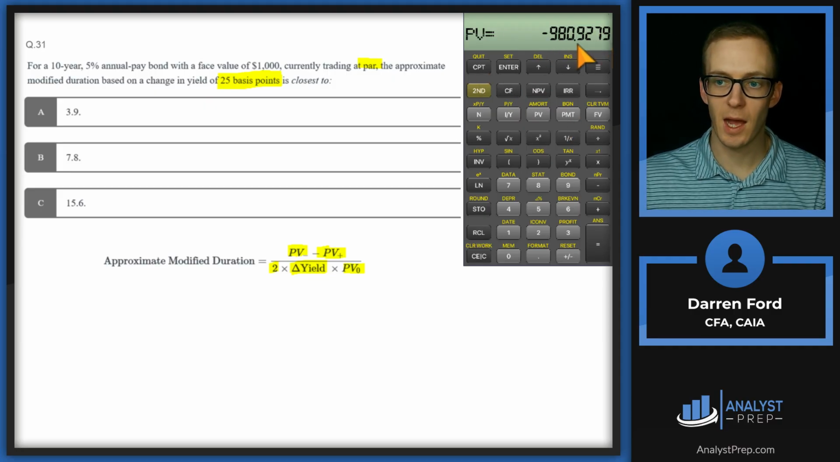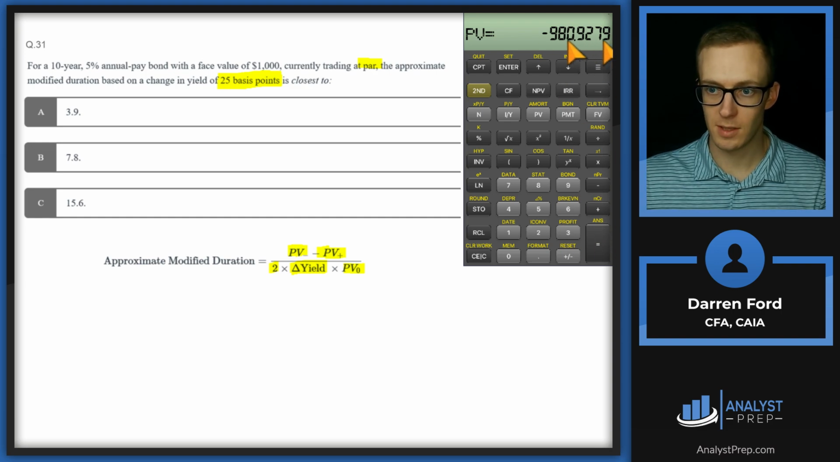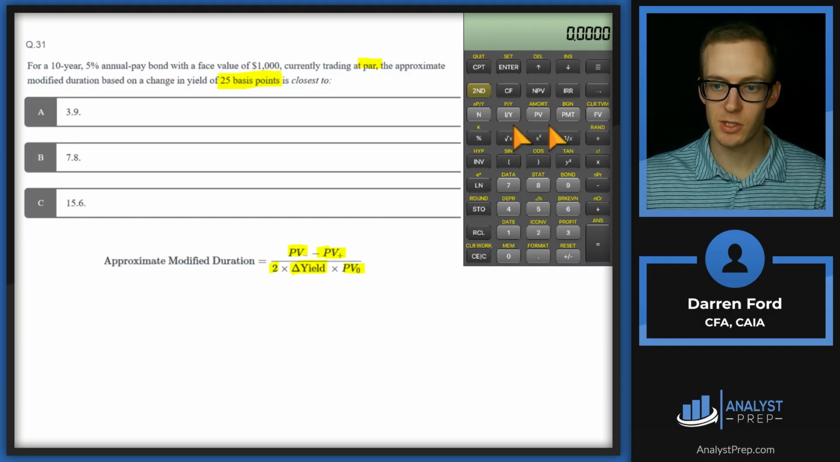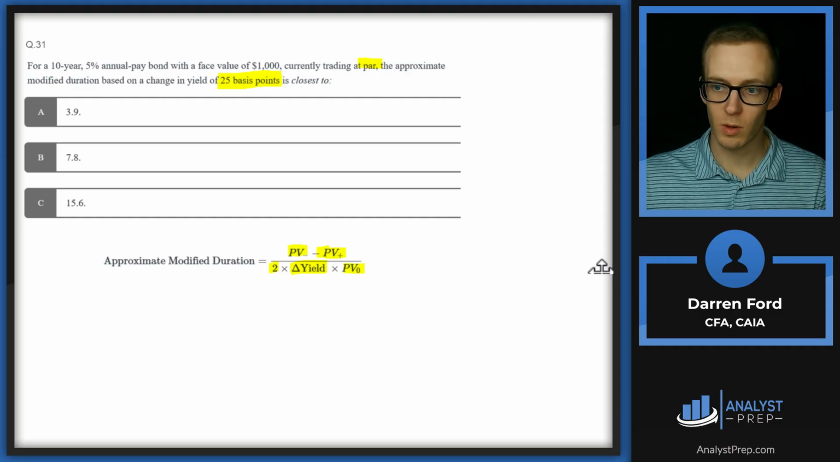We have those all plugged in, and then we compute present value. We get about 981. Write that number down, keep some decimals in there, and we're going to use that to solve. That's going to be our PV plus value. Then for PV minus, the only thing we need to change is our interest rate. We're going to do 4.75 instead of 5.25, and then compute present value, and we get 1,019.5409.